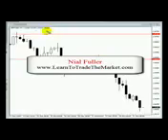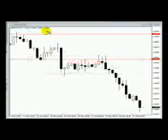In today's video, it's a very simple setup I'm going to be talking about. I'm going to be looking at a trade that's recently formed on the GBP USD. This is on a 4-hour time frame. Now let's get onto the setup here.